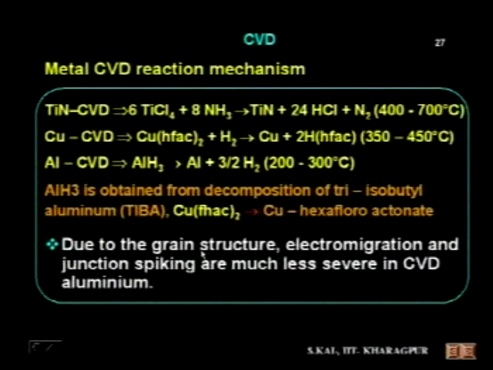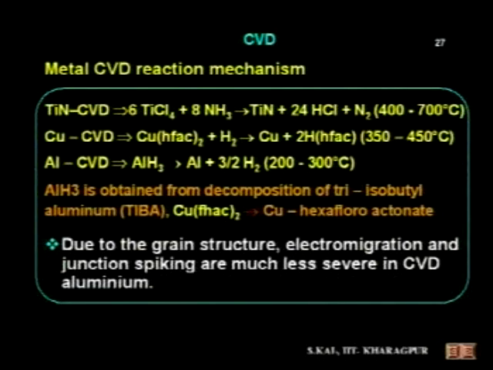Okay. Now, due to the grain structure, electromigration and junction spiking are much less severe in CVD aluminium. At this moment, you may find difficulty understanding this statement, but it will be clear when I discuss the electromigration and junction spiking problems in metallization, and those points I will address in the metallization class.